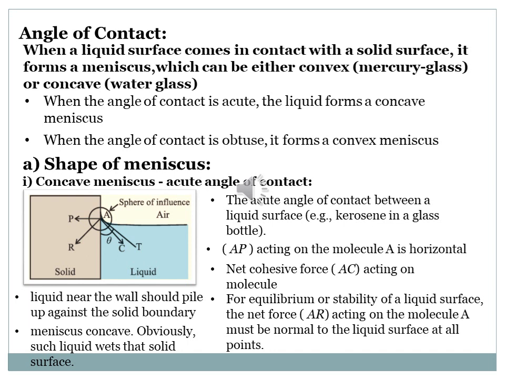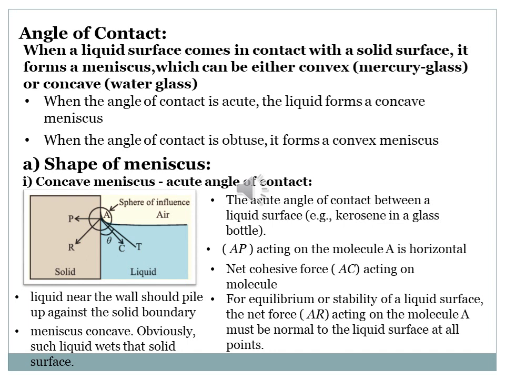Cohesive force, that is within the liquid itself. So AC is the net cohesive force acting on the molecule. Alright. So now what should happen over there? There should be equilibrium between solid and liquid. To form that equilibrium, or for the stability of the liquid surface, what happens at the surface? All the molecules which are in the liquid will try to pile up against the solid boundary.